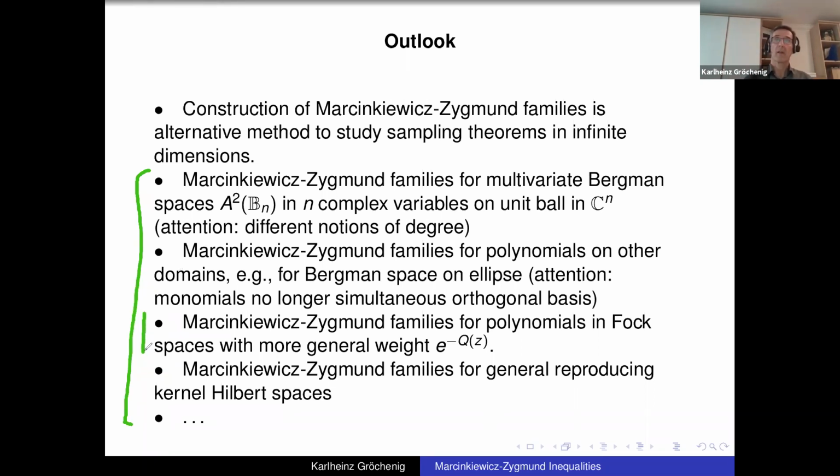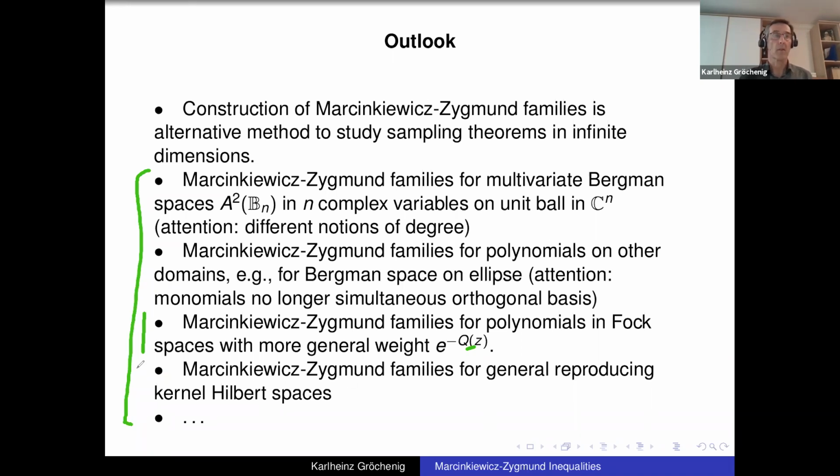Now you can also look at generalized Fock spaces where you take the square function by some other weight. This is quite a popular topic in the work on determinantal point processes, which could be seen as random constructions of Marcinkiewicz-Zygmund families. So you have a point process that constructs a finite point set, and you ask whether this satisfies a sampling or interpolation property. That's much, much more difficult than anything I told you.